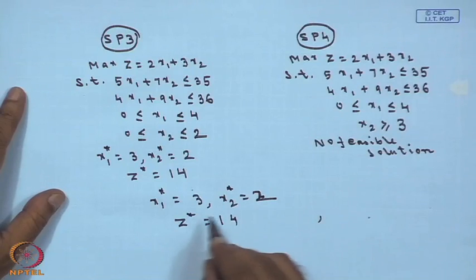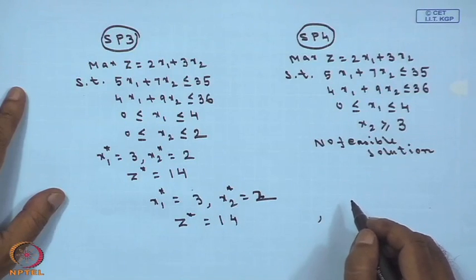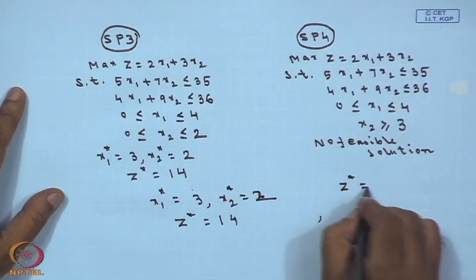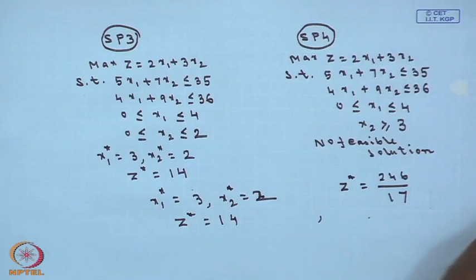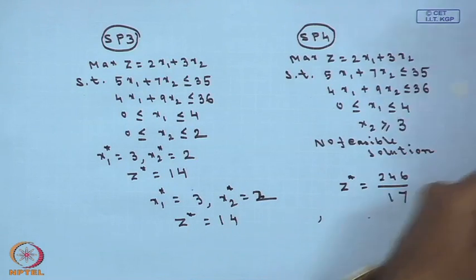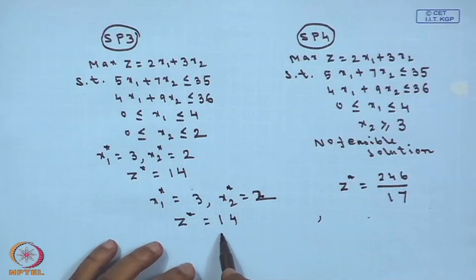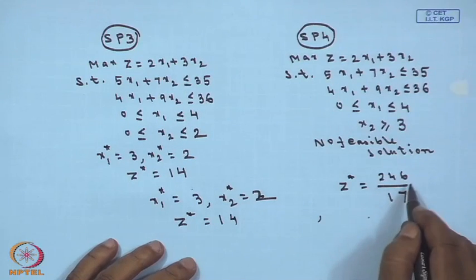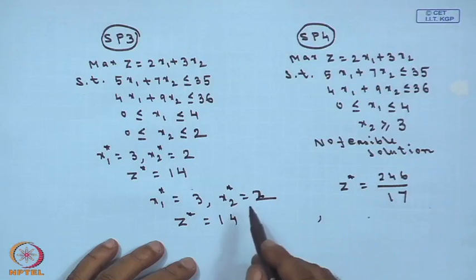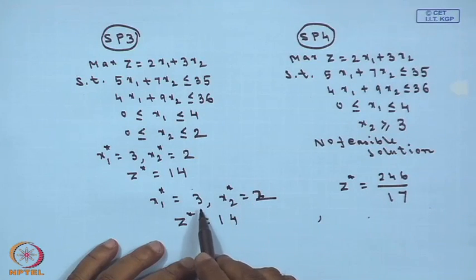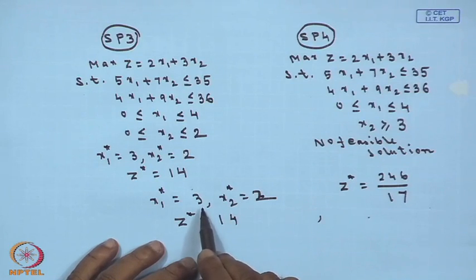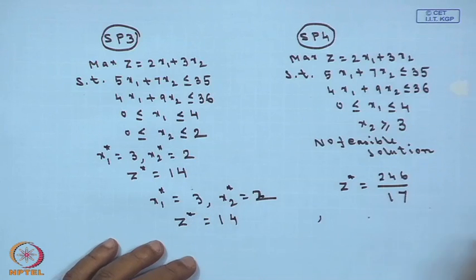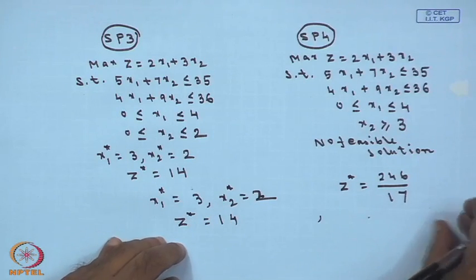Whereas, if you do not impose the condition of integer values, you got the value of z star as 246 by 17. So, in that case you are obtaining a lesser value for this case. But as I told you, there are situations where you cannot afford to take non-integer values, because that cannot be non-integer. So, although your profit is a little bit lower, you are taking the values of the decision variables as integer only. I think it is almost clear.